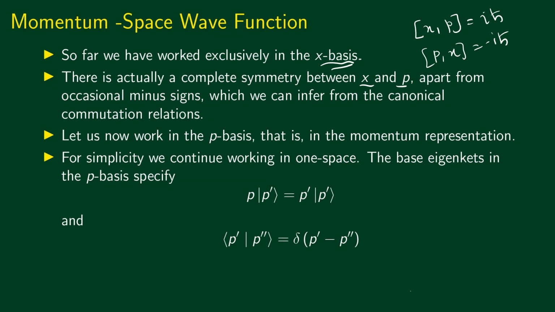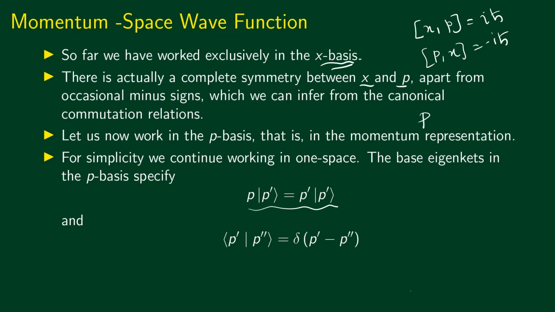So now let's move on to the p basis. This will be called the momentum representation. Here we'll use the eigenkets of the momentum operator as the basis. So what are the base eigenkets? These are the momentum eigenkets. They satisfy this relation: the momentum operator acting on ket p prime is equal to p prime multiplied by ket p prime. So this is the eigenvalue equation.